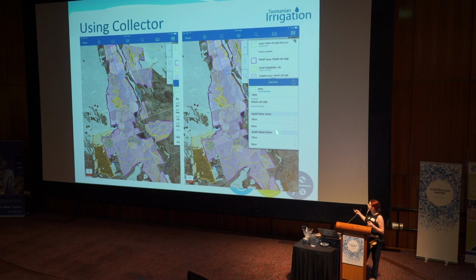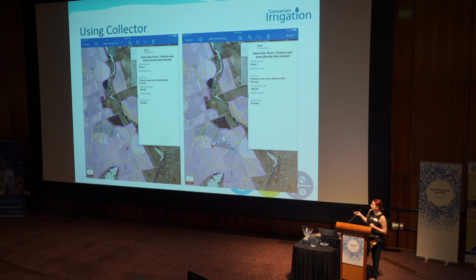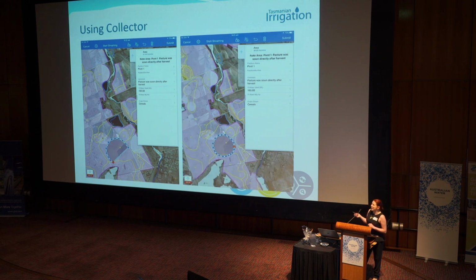You scroll down to audit new, area new, or point new if you just want to point. Drawing an area is as simple as tapping around whatever shape you're aiming for. Obviously squares and rectangles are nice and easy, but even doing pivots and odd-shaped paddocks isn't particularly difficult either. It also automatically calculates your area for you, which has been extremely handy.